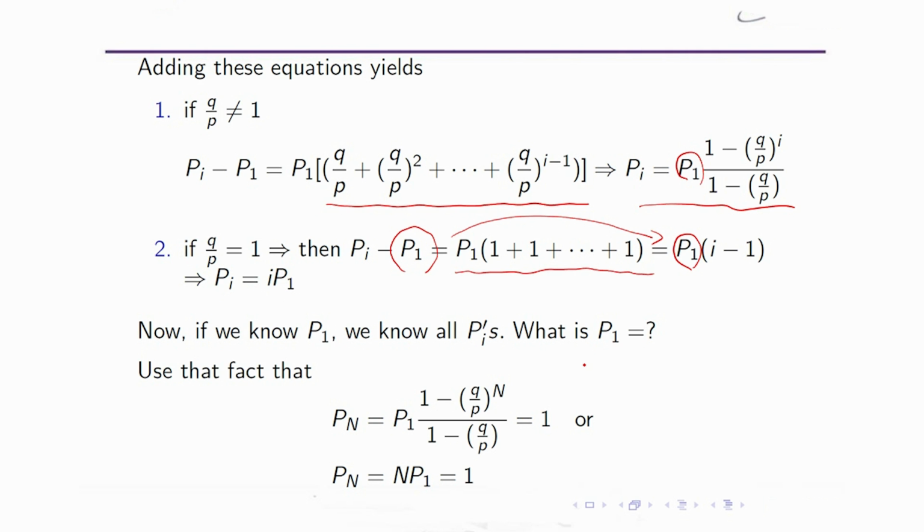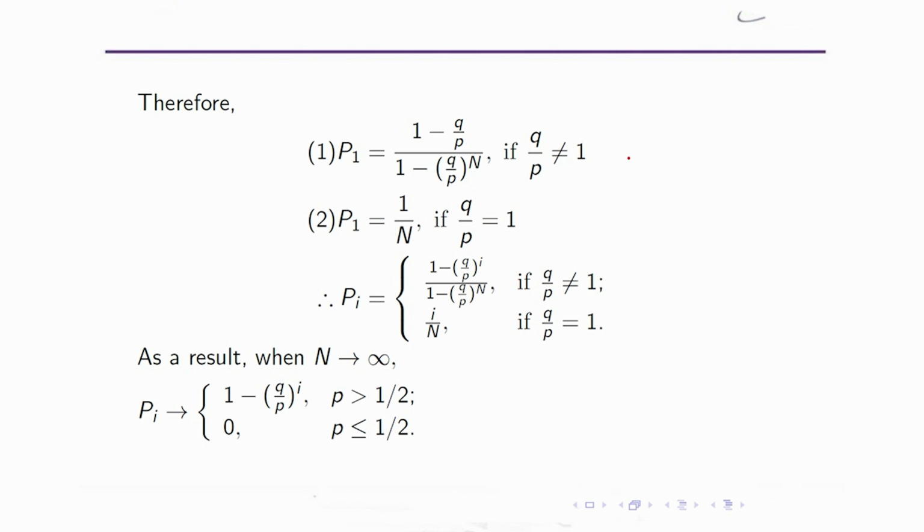So, what is P1? Because we know that Pn is equal to 1, we can plug in n here. So Pn is equal to P1 times (1 minus Q over P to the power n) divided by (1 minus Q over P). Or in the second case, Pn is equal to n times P1. That is equal to 1. Based on this fact, we can solve for P1. So P1 could be either like this, or P1 could be like this. And now we plug P1 into the previous equations, so we get Pi like this.